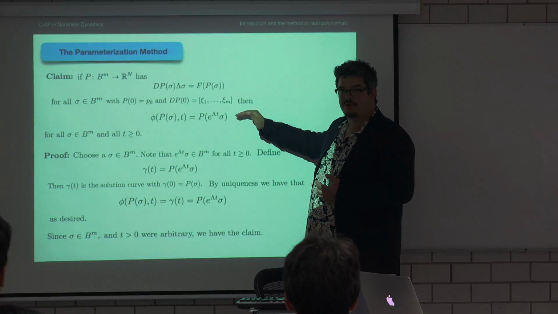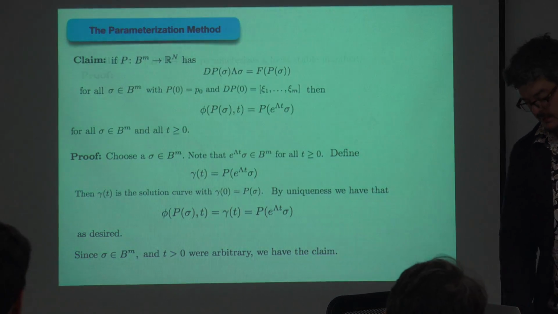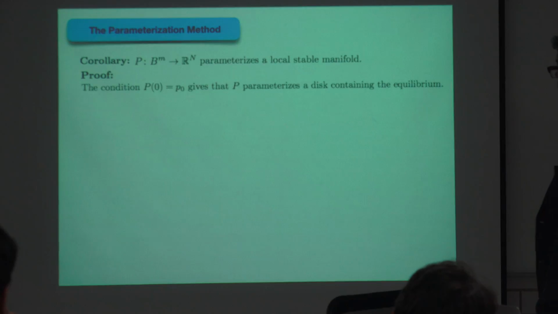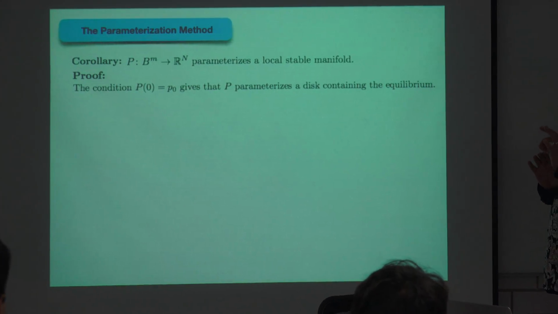Let's just make sure that this flow conjugacy gives me a local stable manifold. So the image of P is certainly a disk. That disk contains the equilibrium point.